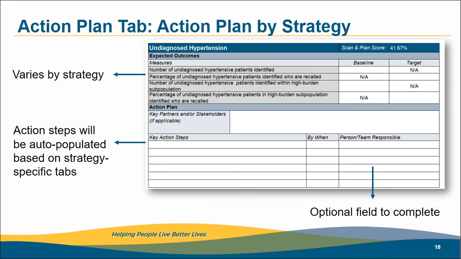I'll note that if at any point you do want to modify your action steps, you would just go back to the strategy specific tab and update the language there, and it will be pre-populated or auto-populated back into the action planning tab of your scan and plan tool.